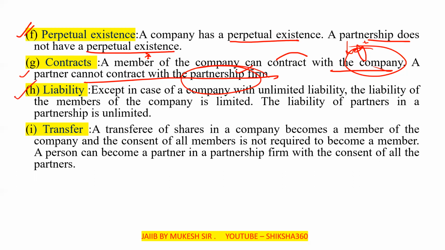Next one is liability. Except in the case of a company with unlimited liability, we have to discuss this in the next session regarding the types of the company.